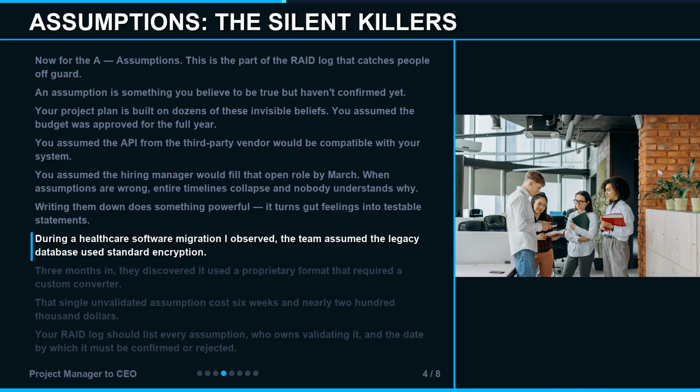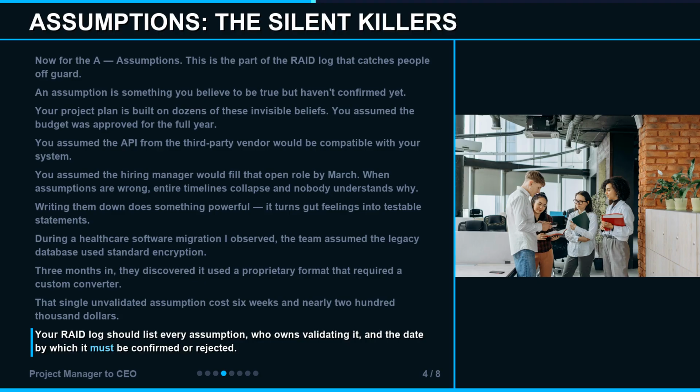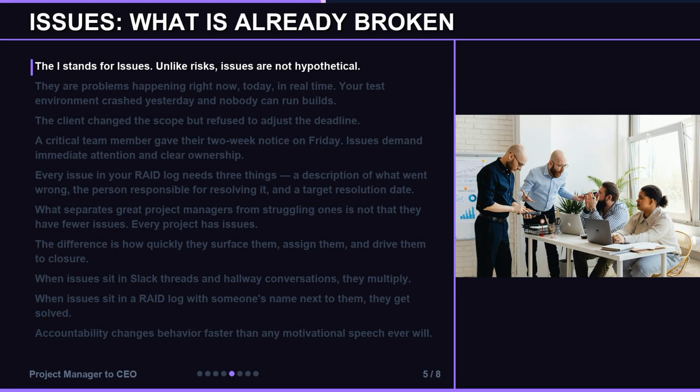During a healthcare software migration I observed, the team assumed the legacy database used standard encryption. 3 months in, they discovered it used a proprietary format that required a custom converter. That single unvalidated assumption cost 6 weeks and nearly $200,000. Your RAID log should list every assumption, who owns validating it, and the date by which it must be confirmed or rejected. The I stands for issues.